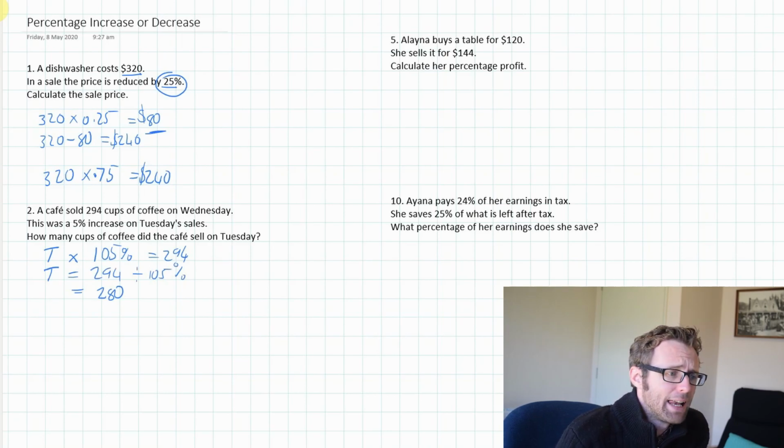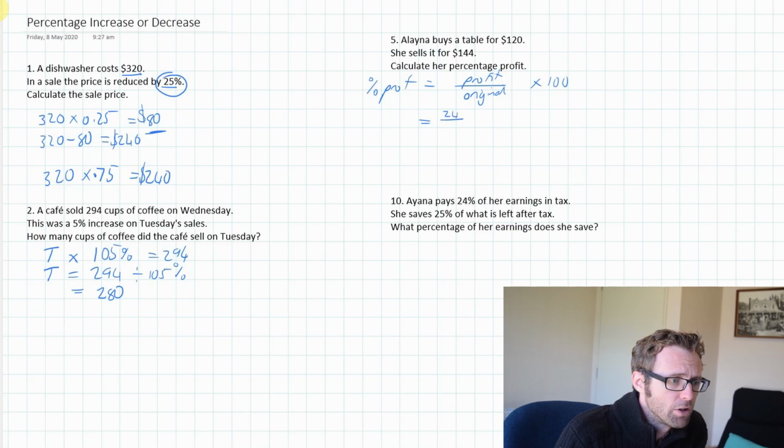Okay, number 5, Elena buys a table for $120. She sells it for $144. Calculate her percentage profit. So percentage profit is equal to our profit divided by our original cost and then times by 100. In this case, the profit is $24, 144 subtract 120. So $24 over her original of 120, and we multiply this by 100.